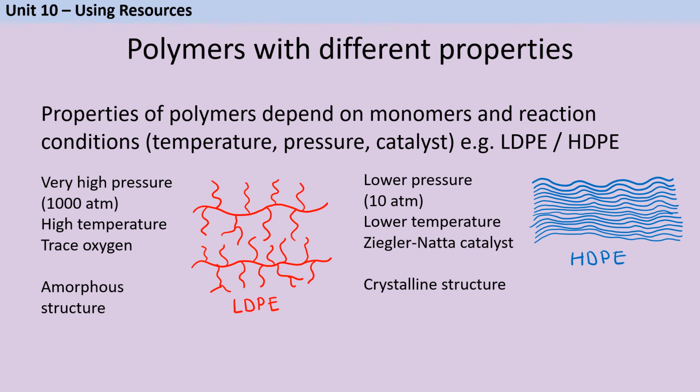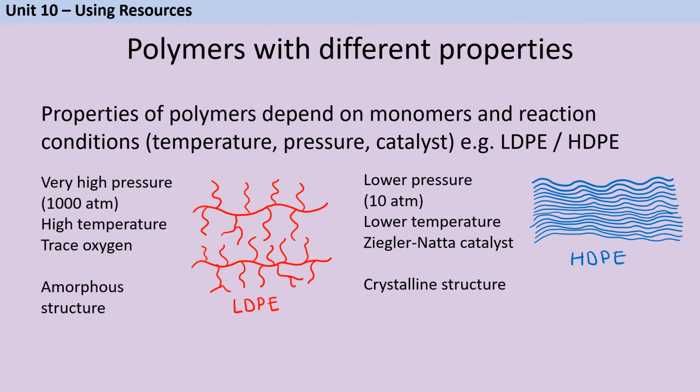Polyethylene is a really common, very useful plastic, and there are two main types. There's low density polyethylene or LDPE and high density polyethylene or HDPE. Low density polyethylene is made under very high pressure and pretty high temperature too, with a tiny bit of oxygen in there as a catalyst. And when the polymer forms, it makes these long branches, and those branches stop the main chains from packing too closely together.